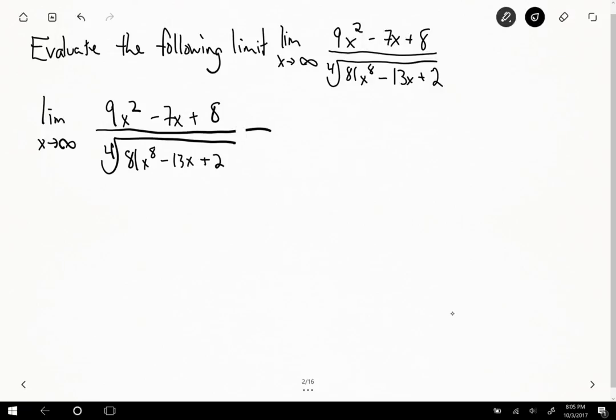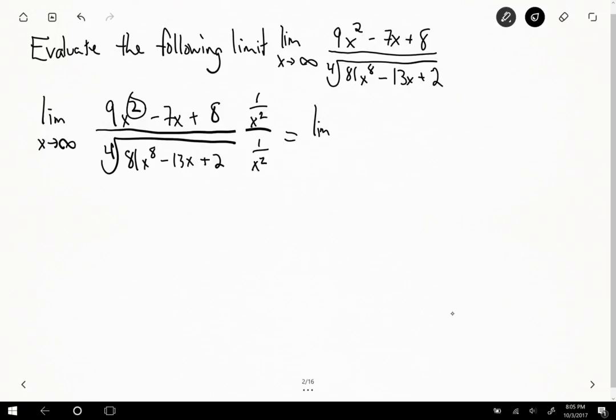A few different ways. You can factor out an x squared in the numerator. You can factor out an x to the 8th of all the terms in the denominator, see what happens that way. The way I prefer to do it myself, I multiply the numerator and denominator by 1 over x squared. And why x squared? Well, that happens to be the degree of the numerator in this case, since the denominator is kind of funky looking.